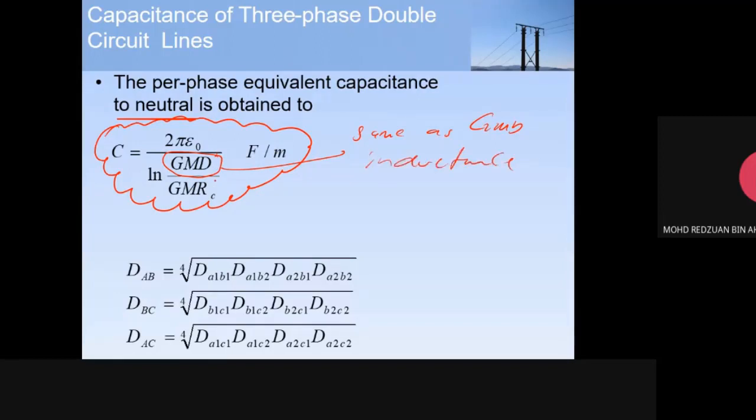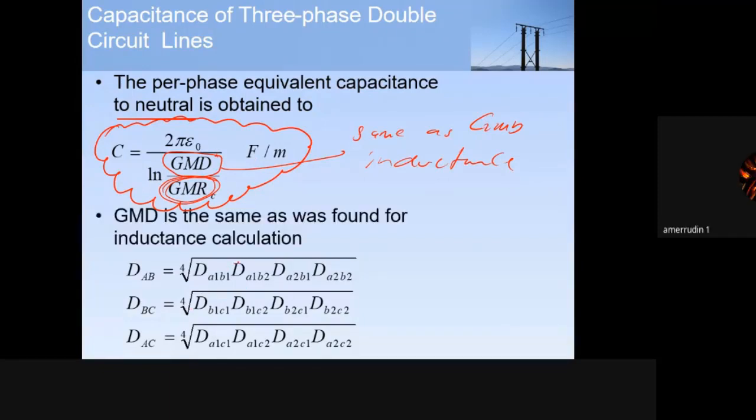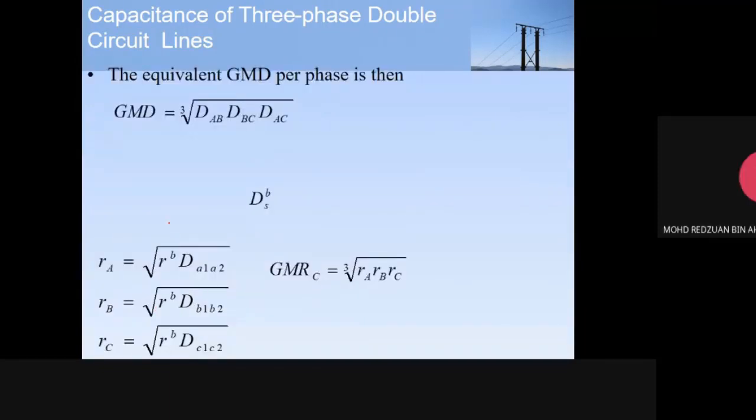This is GMR for two-phase single circuit. What is the difference between GMRL and GMRC? GMRL, just now we learned, is for the inductance. GMRC, I just give you the equation first, then we will try to solve the examples.